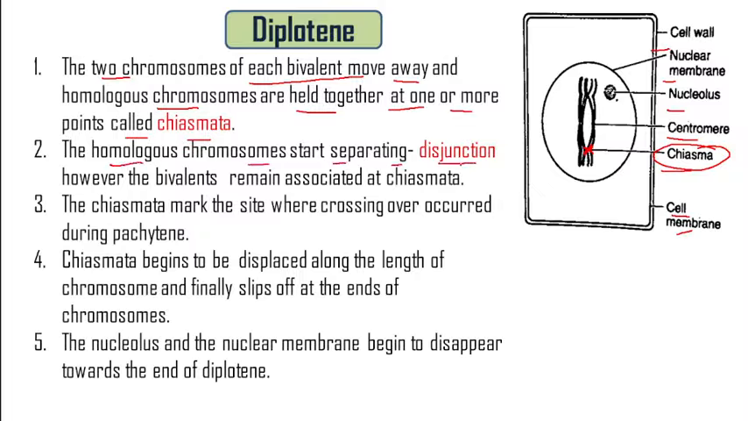This is called disjunction. However, the bivalents remain associated at chiasmata. The chiasmata mark the site where crossing over occurred during pachytene. This question could be asked in your viva. The chiasmata begin to be displaced along the length of the chromosome and finally slip off at the ends of chromosomes. The nucleolus and the nuclear membrane begin to disappear towards the end of diplotene.